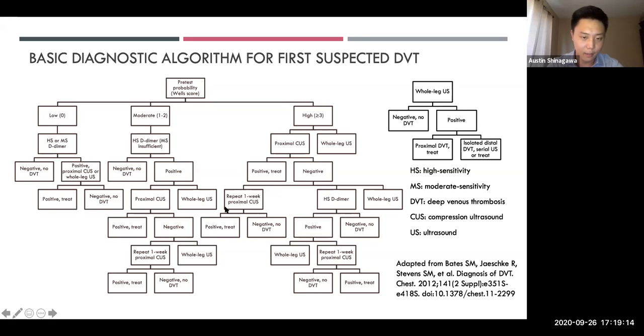A lot of the complexity in this is based off the difference between whole leg ultrasound and proximal compression ultrasound. And so I would take the time outside of this presentation to kind of go down this tree and think about some of the differences. And you can see here for the whole leg ultrasound, if it's negative, you can usually rule out DVT. And if it's positive, you can do serial ultrasounds down the road, or you can also move to a proximal compression ultrasound, but we'll talk a little bit about this later as well.